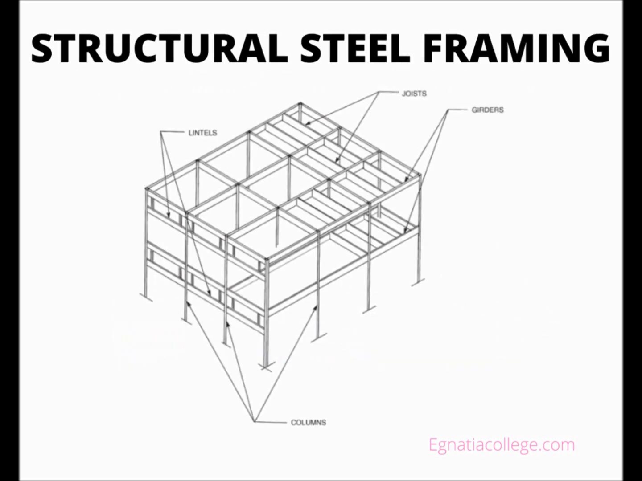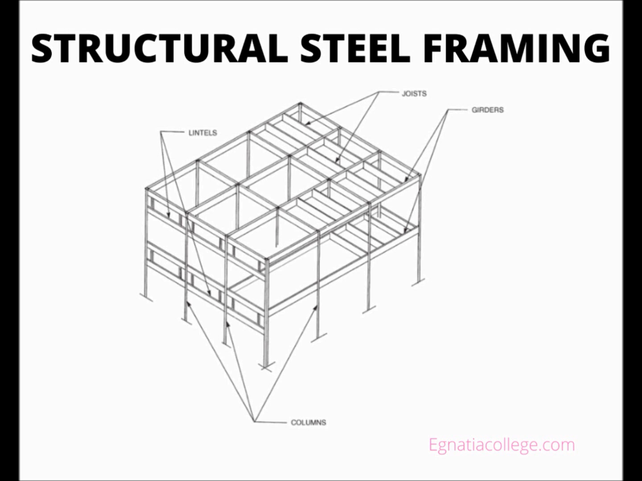Structural steel framing. A structural steel building frame consists of columns, vertical members, and beams, horizontal members. The largest beams, called girders, attach to the columns. Joists are intermediate beams and are supported at their ends by the girders. Lintels are the beams that support the weight above an opening, such as a door, window, or non-structural panel.